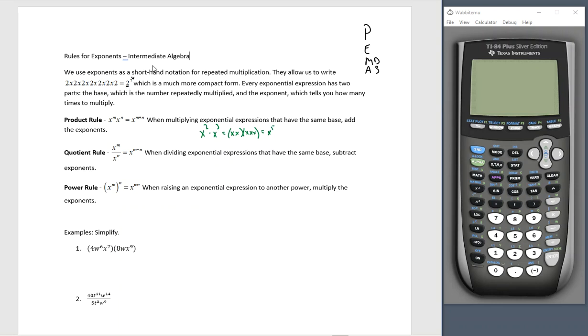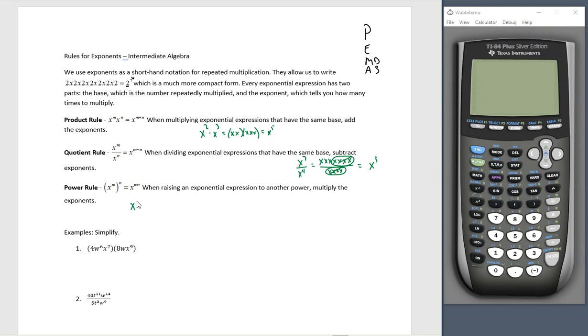Fantastic. When dividing exponential expressions that have the same base, we're going to subtract the exponents, and it's always exponent of the numerator minus exponent of the denominator. So for example, x to the 7th over x to the 4th. Why would I do that? 1, 2, 3, 4, 5, 6, 7, and 1, 2, 3, 4. These 4 can cancel out these 4 x's, and I'm left with x to the 3rd. And what do you know? 7 minus 4 is 3. So that's where these rules come from.